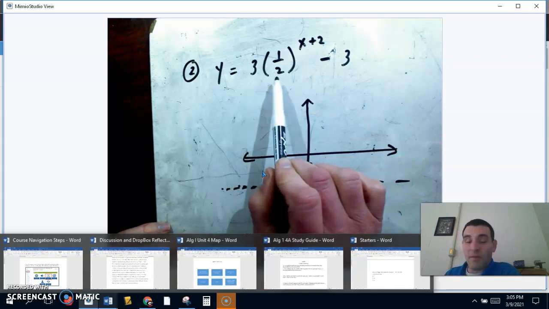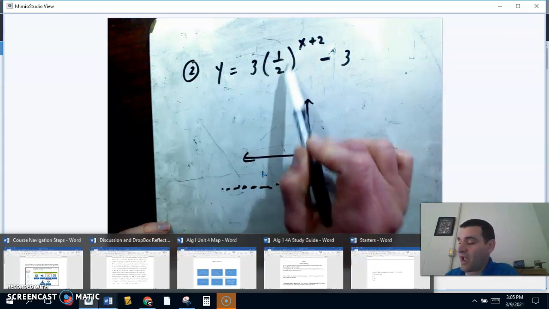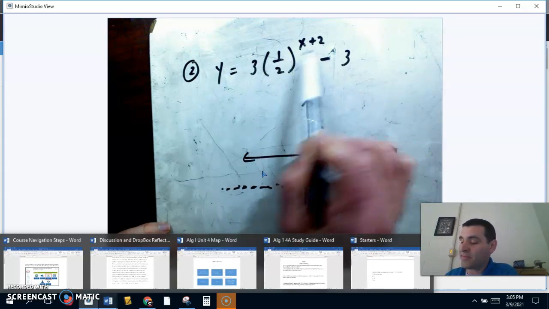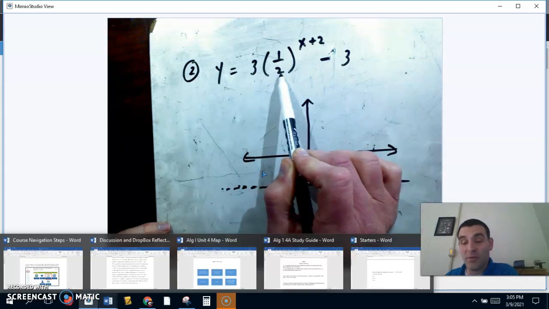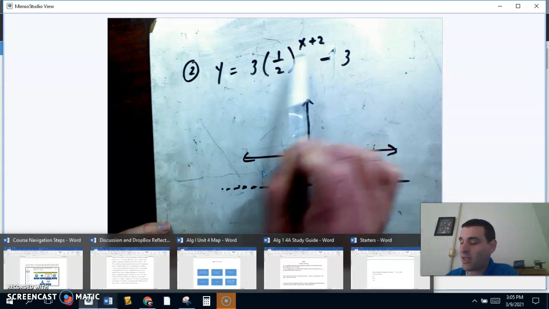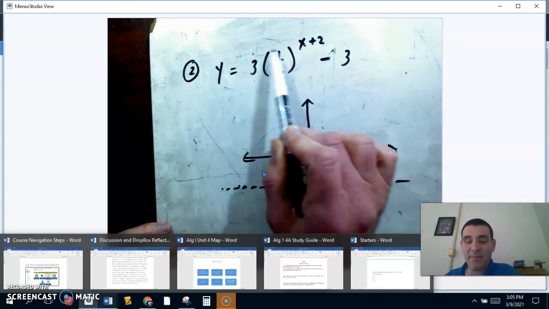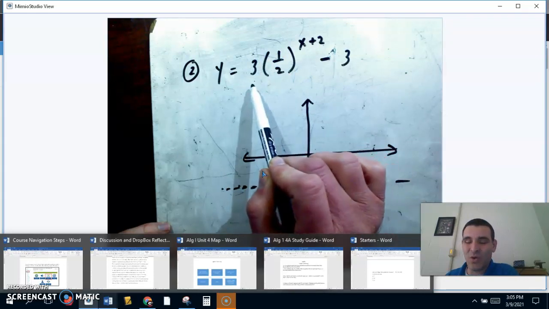Now, for the base, if you remember the order of operations, the 1/2 must be carried to its exponent before the 3 is considered. Therefore, you cannot multiply 3 and 1/2 here. We don't know the value of x. It's given the ability to vary. So this 3 and 1/2 cannot be multiplied. The base is only the 1/2. It has nothing to do with that 3 at all.